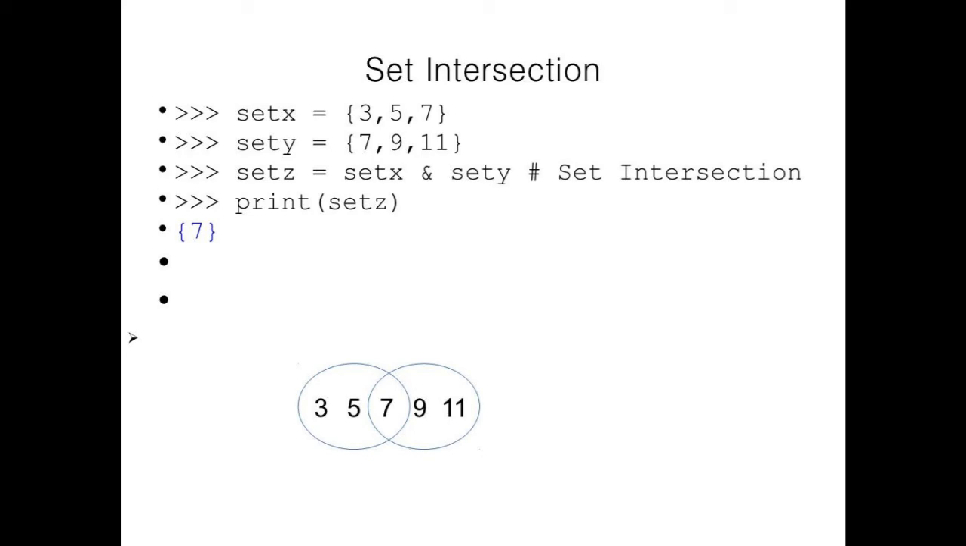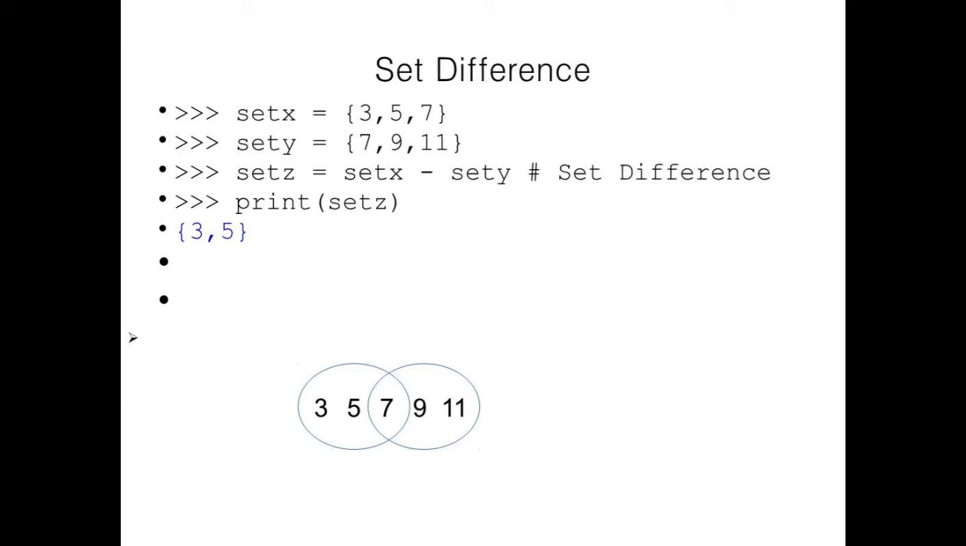Set intersection returns the intersection between the 2 sets. That means the duplicated elements only. Here in set X and set Y, the only duplicated element is 7. So if you perform a set intersection using the AND sign, that will return the intersection of the 2 sets, which is 7 only in this example.